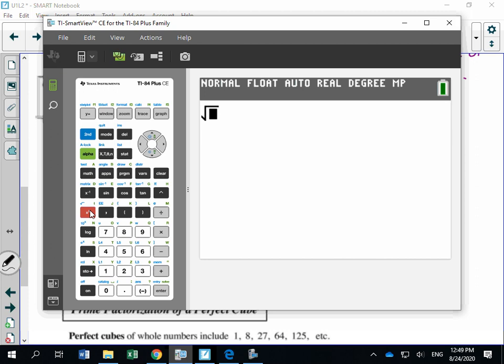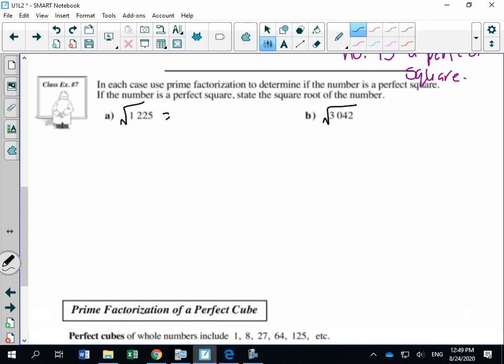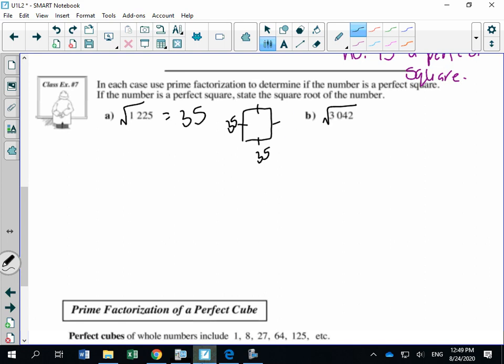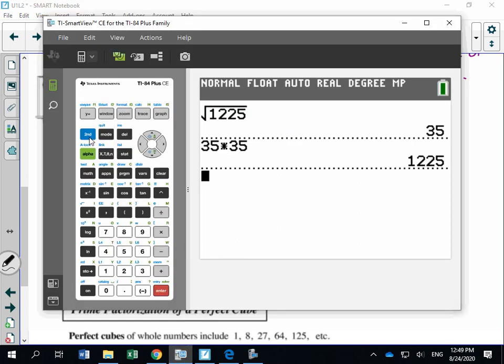So the square root of 1225 is 35. This guy's going to be my perfect square. The side length is 35 for a square, and 35 times 35 is going to give me 1225. This guy, I'm guessing, is not going to be a perfect square. So 3042, so the square root of 3042, okay, this guy's not a perfect square.